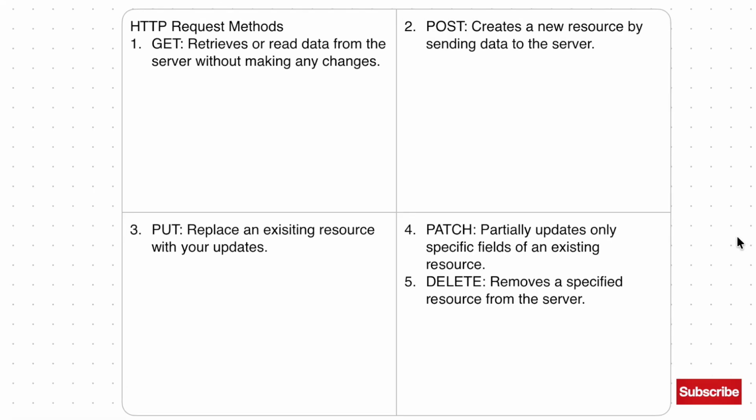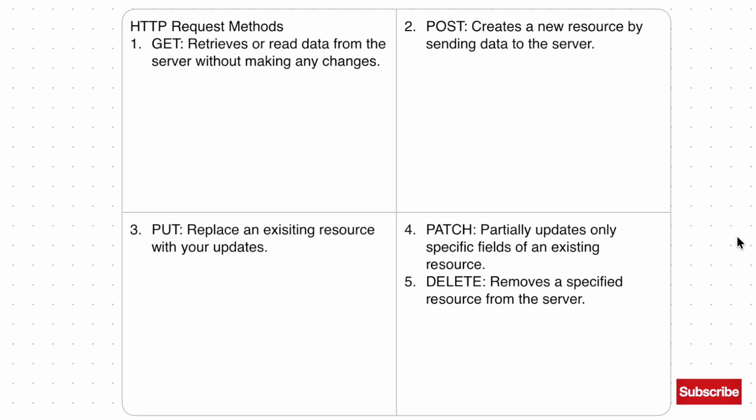HTTP methods define the action you want to perform on a resource when interacting with an API. GET retrieves or reads data from the server without making any changes. POST sends data to the server to create a new resource. PUT completely replaces an existing resource with updated data. PATCH updates only specific fields of an existing resource without replacing the entire resource, and DELETE permanently removes a specified resource from the server.